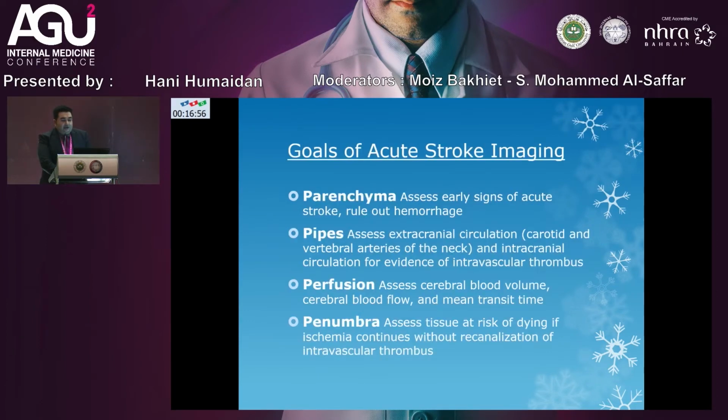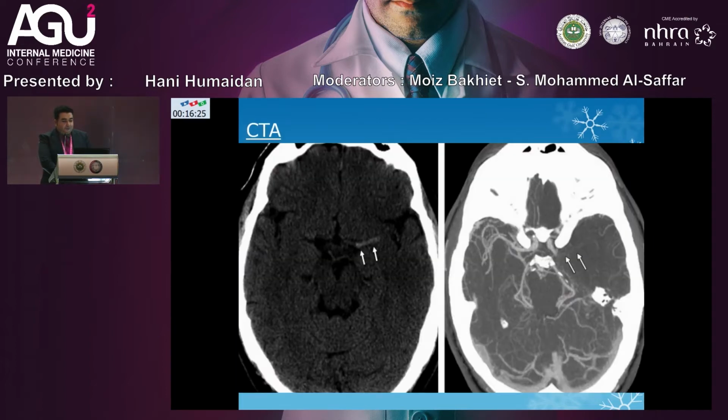Okay, so the goals of acute stroke imaging, you have the 4 Ps. First P is the parenchyma, so assess early signs of acute stroke and rule out hemorrhage. The pipes, where we assess extracranial circulation, carotids and vertebral arteries of the neck, as well as the intracranial circulation for evidence of intracranial thrombus. Perfusion to assess the cerebral blood flow and blood volume. I'll talk about that in a minute. And then the penumbra. It's very important, the penumbra or the salvageable tissue. I'll talk about this in some detail.